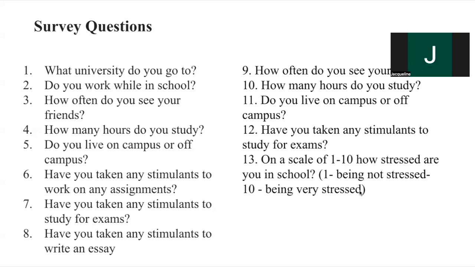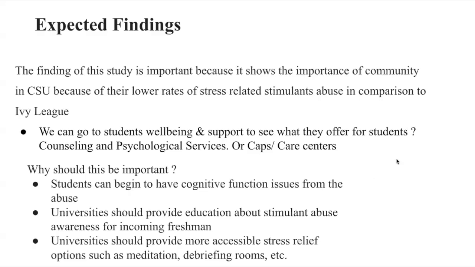Why would you think this is important? It's important because students can begin to develop cognitive function issues from the abuse. Universities, aside from this, should also provide education about stimulant abuse awareness for incoming freshmen, especially since the transition from high school to college doesn't really bring awareness or knowledge towards those specific topics. Universities should also provide more accessible stress relief options such as medications, debriefing rooms, etc.